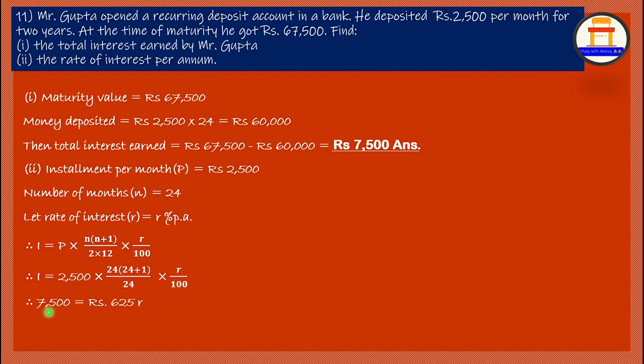So 7,500, the RHS portion, we will get as 625 R. Let's keep R on one side and get it towards the LHS. So R is equal to 7,500 divided by 625, we get 12%. 625 into 12 gives us 7,500. So yes, we have completed exercise 2A over here.